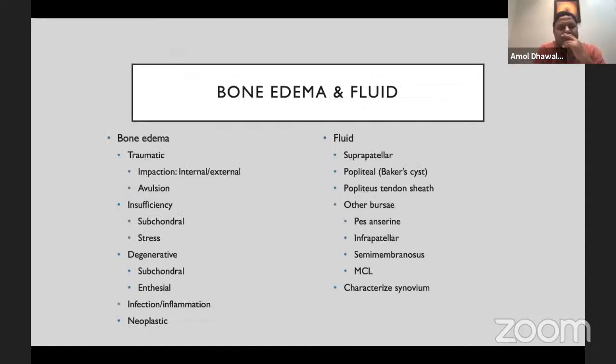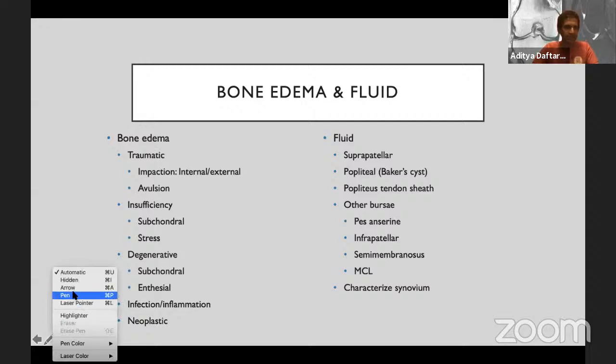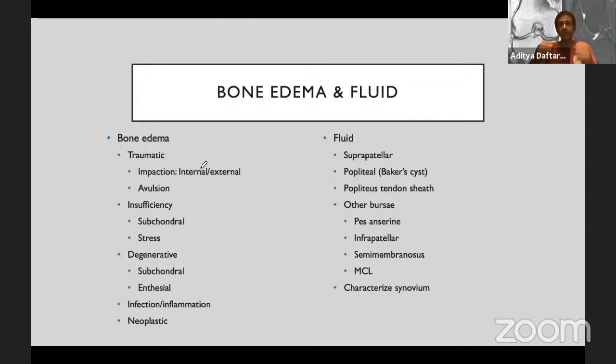So I think when we look at bone marrow edema, the important thing for everybody to remember here is that you can have traumatic bone marrow edema, you can have insufficiency bone marrow edema, you can have degenerative, you can have infectious, inflammatory, or neoplastic edema. And when we think about traumatic bone marrow edema, we can have it because of impaction, which could be an internal impaction, that's two bones colliding against each other, or external impaction, which means like a hammer coming from outside and slamming against something. And you can have avulsional edema. So for example, your MCL peeling off the femoral condyle. So that can lead to edema, so that underlying bone gets reactive changes.